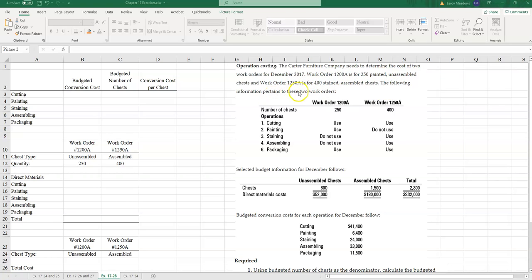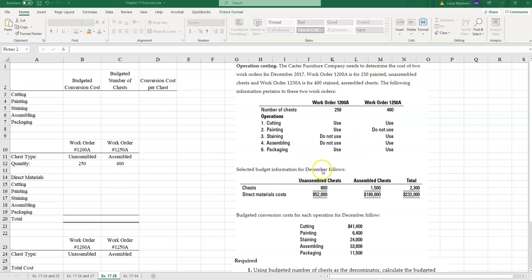The following information pertains to these 2 work orders. For work order 1200A, we have 250 chests, and we're given 6 different operations. Work order A for the painted unassembled chests, we will use operations 1, 2, and 5. We do not use 3 and 4. For work order 1250A, we will have 400 chests that we're going to make. We will use operations 1, 3, 4, and 5, but we will not use operation 2.